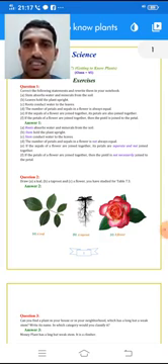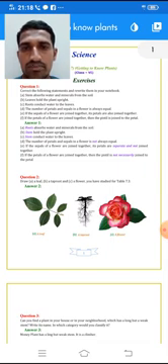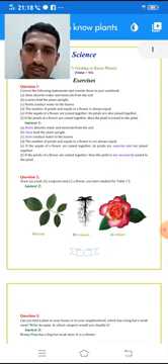The first question is: correct the following statements and rewrite them in your notebook. A: Stem absorbs water and minerals from the soil. Actually, the roots absorb the water and minerals from the soil. So that is the correct form.